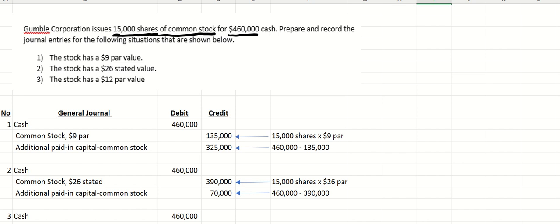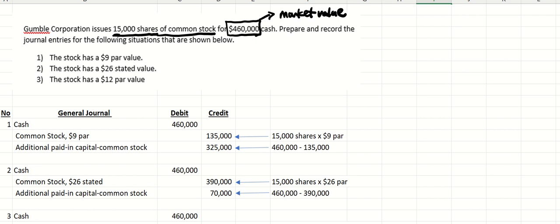So that $460,000, let me box this up here. This is the market value of the stock. So the corporation is saying, hey, these 15,000 shares are worth $460,000. So the investor or shareholder is going to pay $460,000 to retrieve that stock from the corporation. It says here, prepare and record the journal entries for the following situations that are shown below.